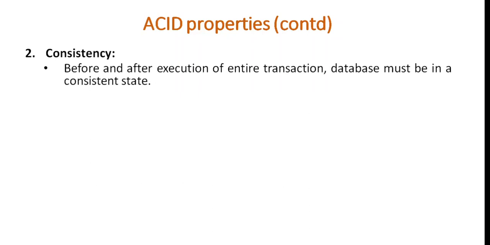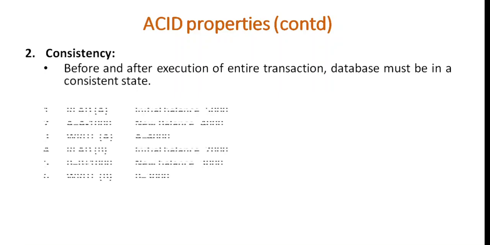The consistency property ensures that before and after execution of the entire transaction, the database must be in a consistent state. That is, if before the execution of the transaction, before the starting of the transaction, the database is in a consistent state, then after execution of the transaction, the database will be in a consistent state only. There will be no inconsistency. This is the property of consistency.